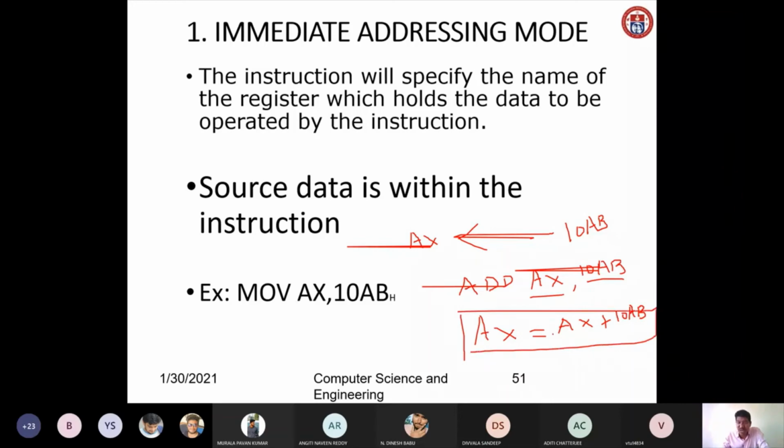Whatever the value of AX will be added with 10AB, and the result will be stored again in AX. Here we are using a data transfer instruction, and here we are using an arithmetic instruction. The arithmetic instruction I have used is ADD. Similarly, there are many arithmetic and logical instructions available, which we will see in the next session. This is the immediate addressing mode.